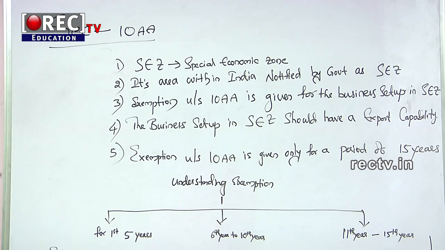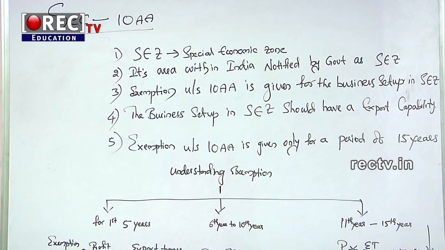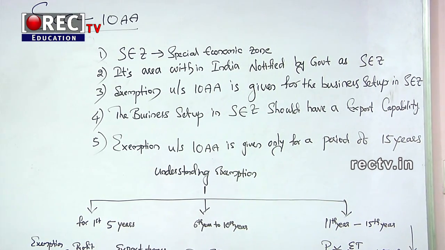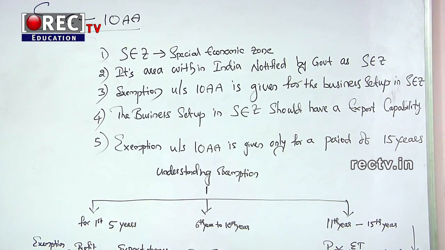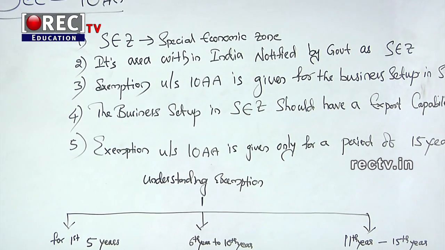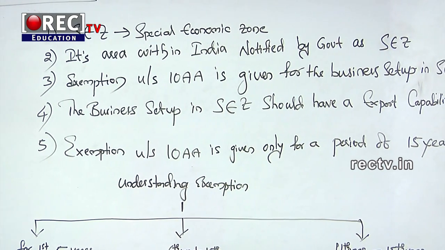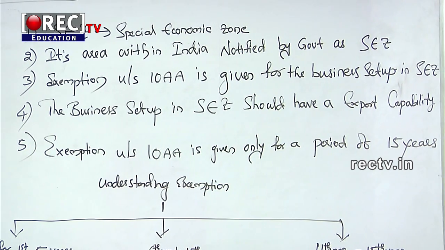Till now we have seen section 10. Now we are going through section 10AA. Introduction. SEZ refers to special economic zone. It is an area within India notified by the government as a special economic zone. Exemption under section 10AA is given for a business set up in SEZ, that is a special economic zone.